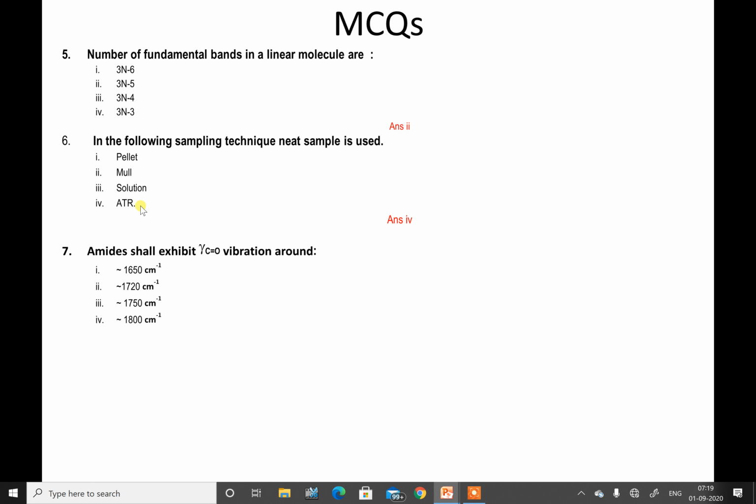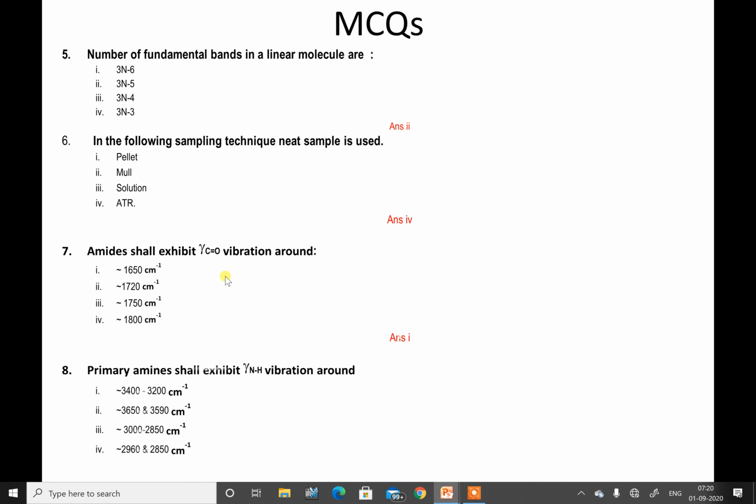Amides shall exhibit carbonyl stretching vibration around roughly 1650 centimeter inverse, 1720, 1750, 1800. These are all carbonyl, and if you comparatively see all carbonyl groups, the amides are the lowest, and the lowest is 1650. Answer should be 1.